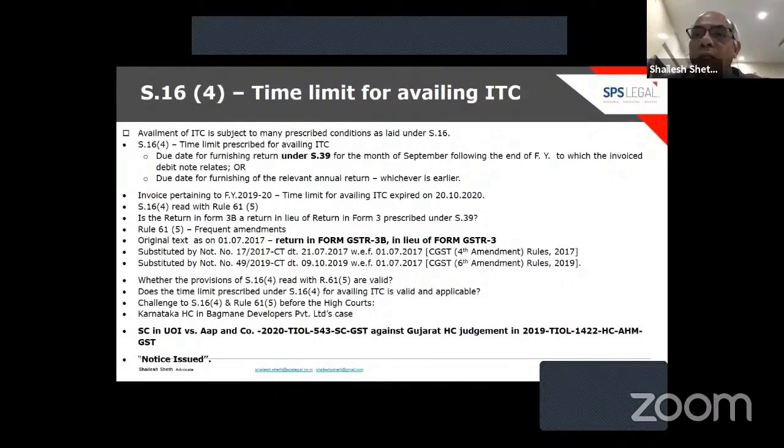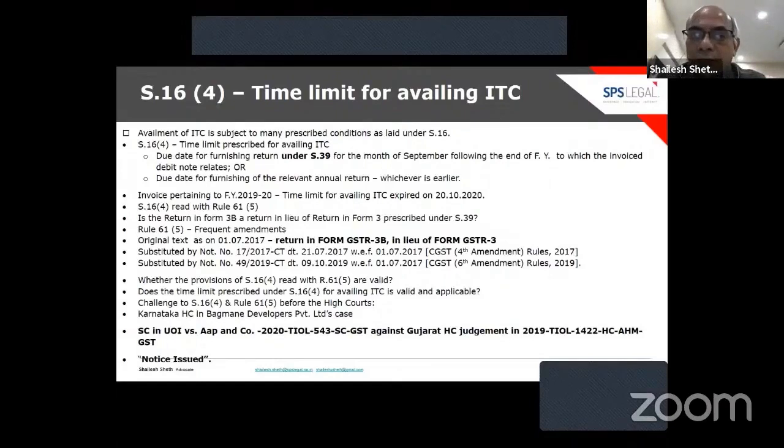It is my contention, and which is my contention also, in fact, that 3B not being a return in lieu of 3, 3B cannot replace 3. Rule 61(5) and the retrospective amendment is definitely subject matter of a serious challenge, and it has already been challenged, as I mentioned some of the cases over here. Therefore, the Unique and Company case, no doubt, that was the first judgment, but notice has been issued by the Supreme Court. It is before the Supreme Court. Thereafter, all these amendments have taken place.